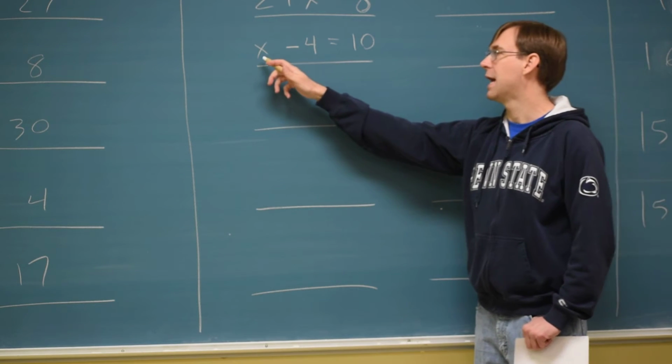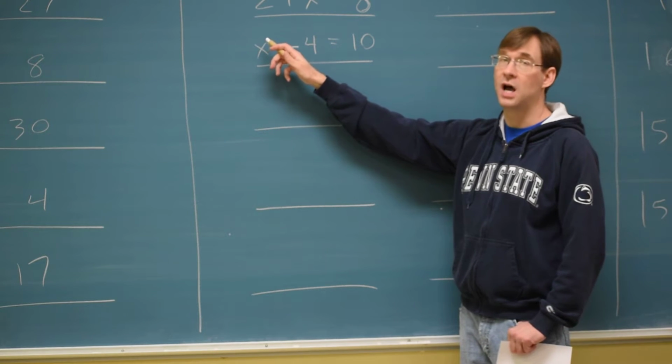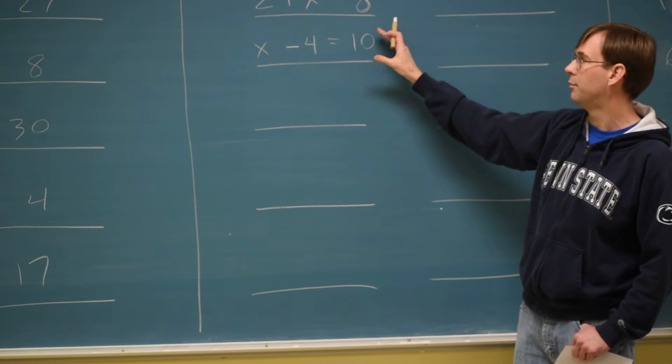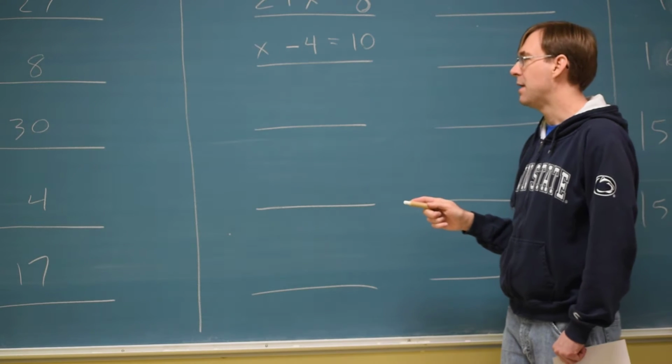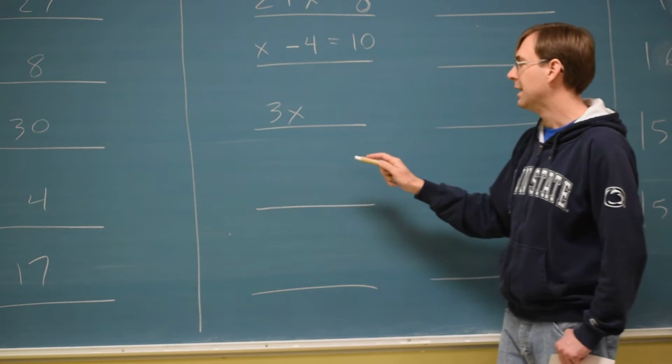I could have also said a number decreased by 4, or the difference of a number and 4. There's a lot of phrasings that could have made that problem, but that's all the subtract family. I could say maybe something like the product of 3 and a number is 15.